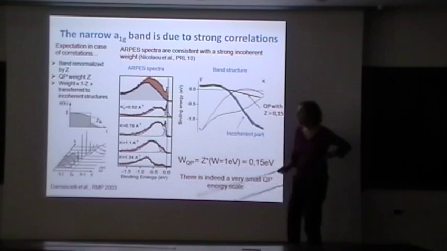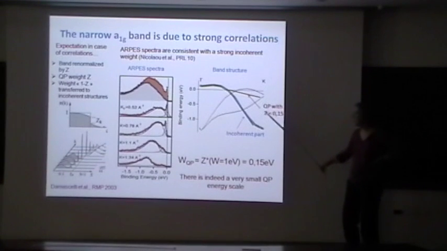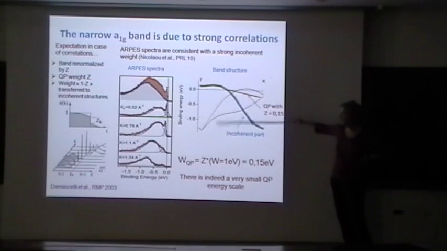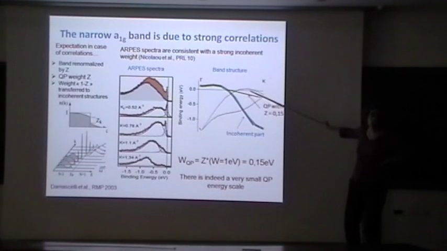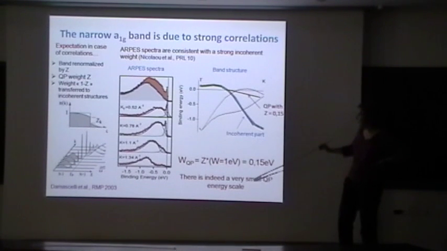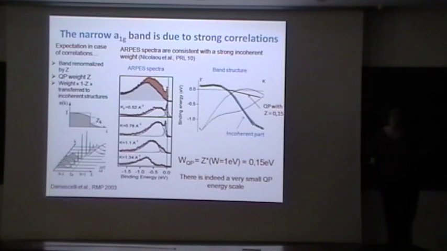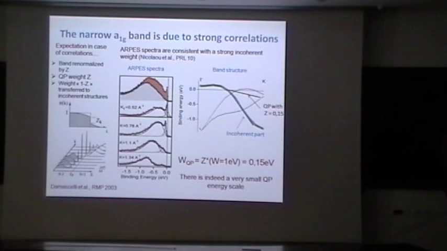If you do that, you obtain a small quasi-particle weight of just 0.50. And what is nice is that if you renormalize this bandwidth that you expect in the LDA by this value of Z, you obtain something like 0.50, so just the quasi-particle band that is observed in photoemission. So at least it's a self-consistent way to interpret this spectrum, and it goes with the idea that you do have a very small quasi-particle energy scale in this system.